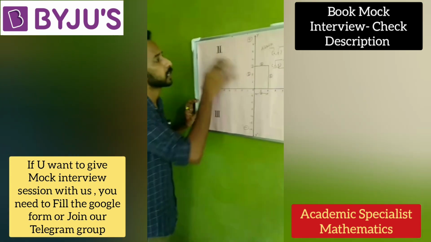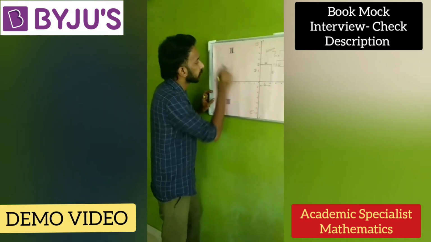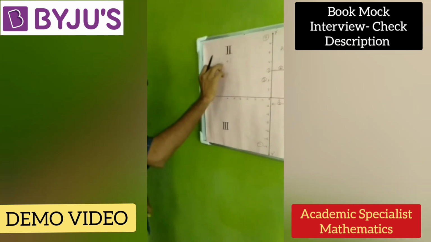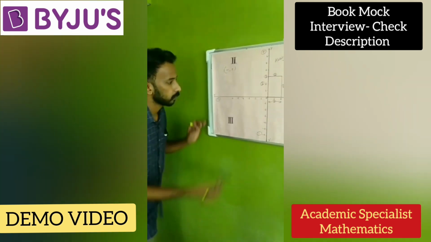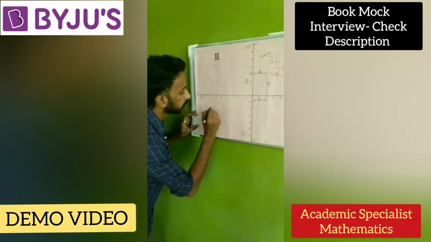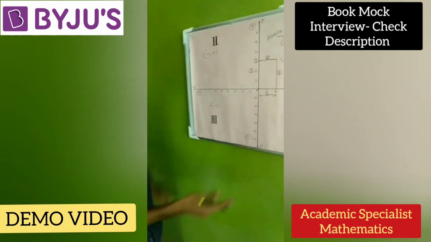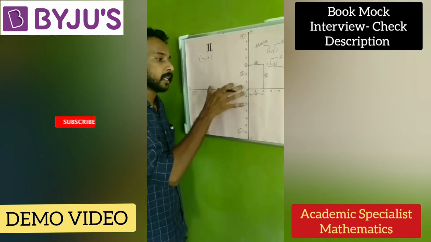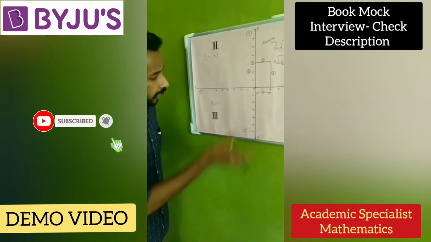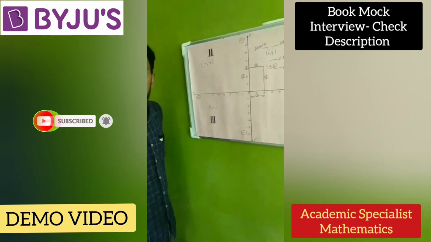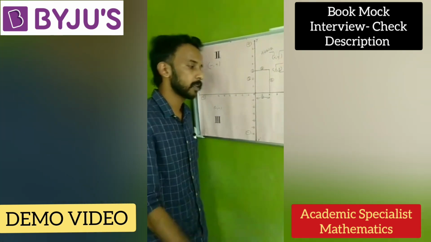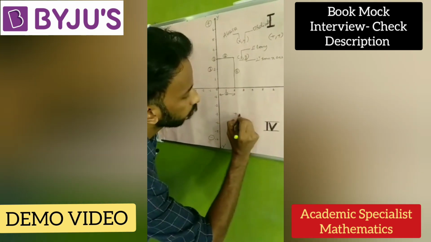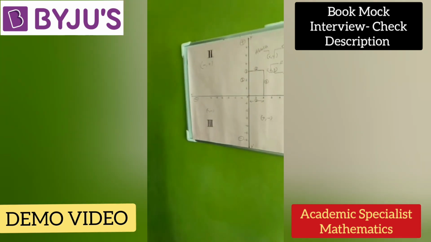What happens when the point lies in the second quadrant? Here the x coordinate is taken from the negative x-axis and the y coordinate is taken from the positive y-axis. So the signs of the coordinates are minus and plus. What happens in the third quadrant? Both coordinates are negative. The x coordinate is taken from the negative x-axis and the y coordinate is taken from the negative y-axis. Hence both coordinates are negative. What happens if the point comes here? Here the x coordinate is positive and the y coordinate is negative, as you can see from the picture.